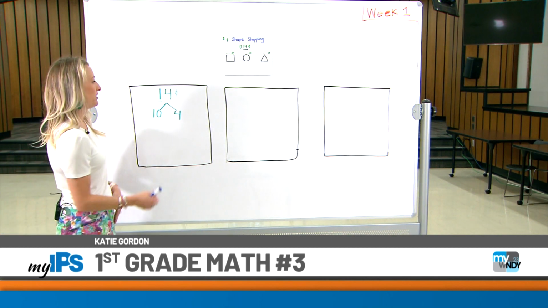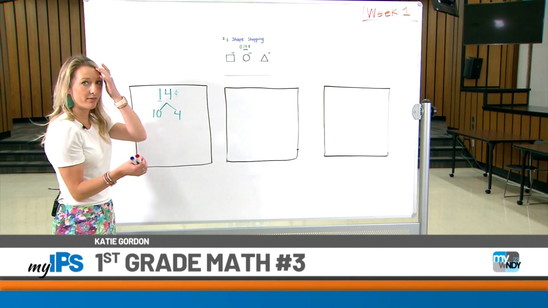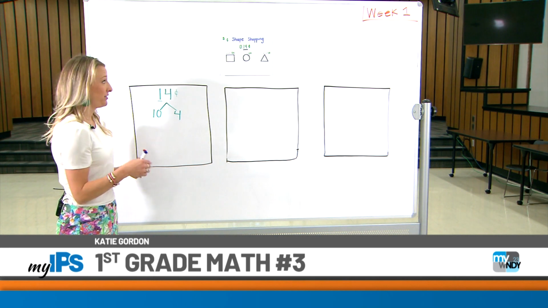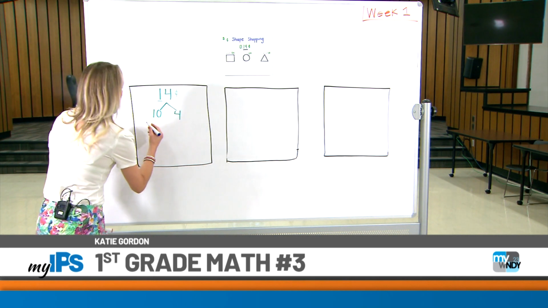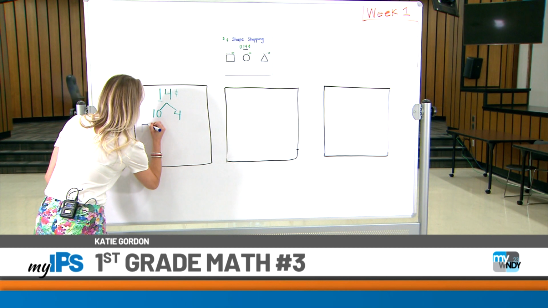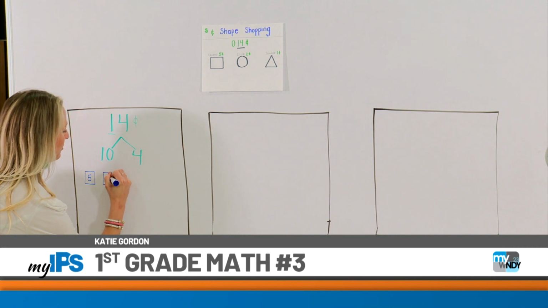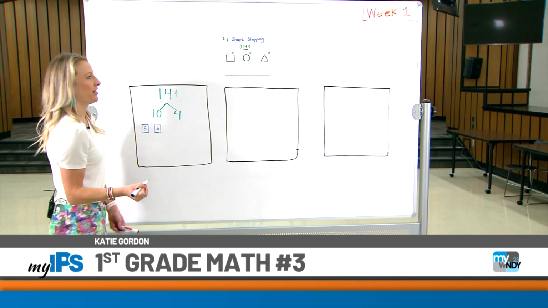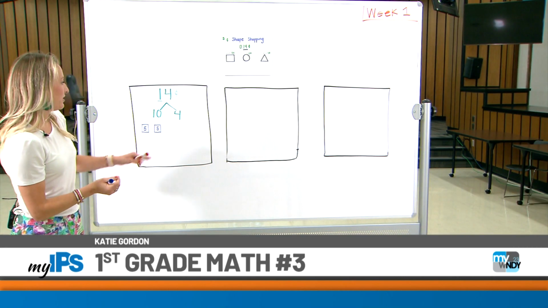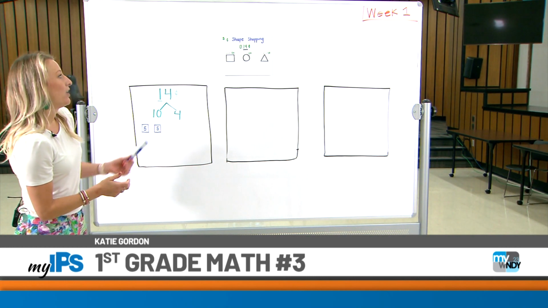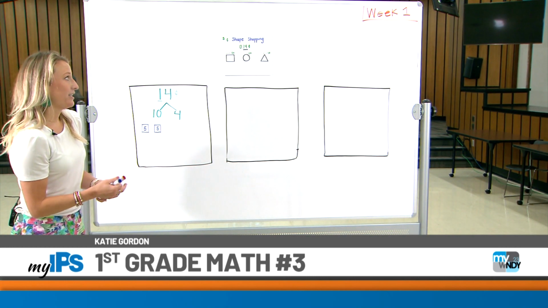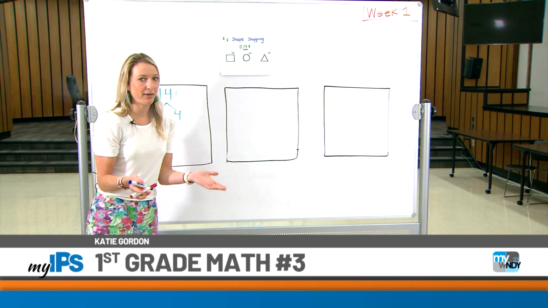10 and 4? So which shapes can I easily make 10 with? You should have said 2 squares. 2 squares are worth 5 cents each, and I know that 5 plus 5 is worth 10. So here's my 2 squares worth 5. Great job. Okay, now, so I have my 10 taken care of. I have 4 cents that I still need to find. Which shape can I easily make 4 with?